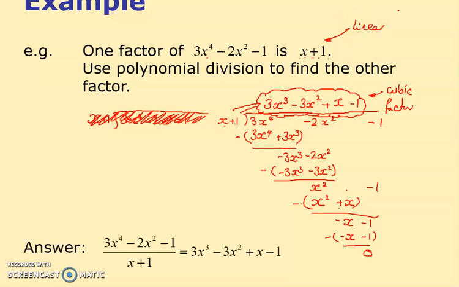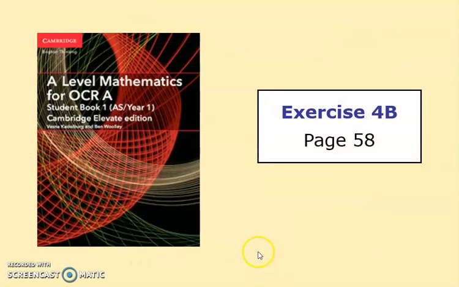Now let's see if that's the answer I get. Yes, it is. So I'm just saying effectively, when you divide this by this, this is the answer you get: 3x cubed minus 3x squared plus x minus 1. So yes, perfect. But I suppose a lot of people wouldn't have known to stop there. I suppose that's the thing.